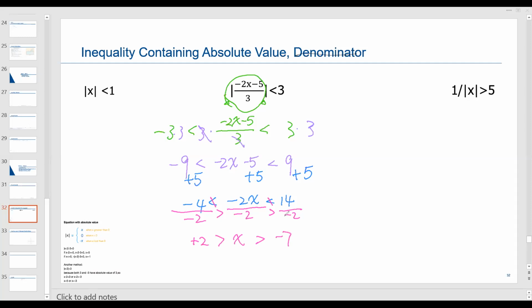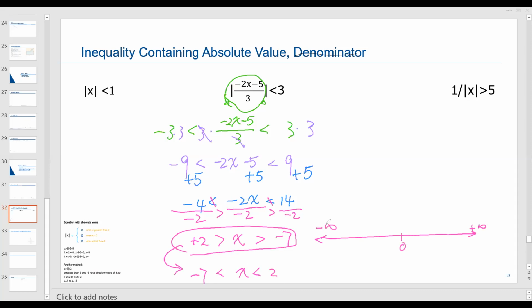Of course you can rewrite here. We switch it: x less than 2 and greater than negative 7. We can rewrite; it's the same process, right? This is just a rewrite. Actually, this is the final answer. We can rewrite it like this. So when you do the graphing, negative infinity, positive infinity, and 0. So 2 is placed here, negative 7 is placed here. So it's in between these two, right?